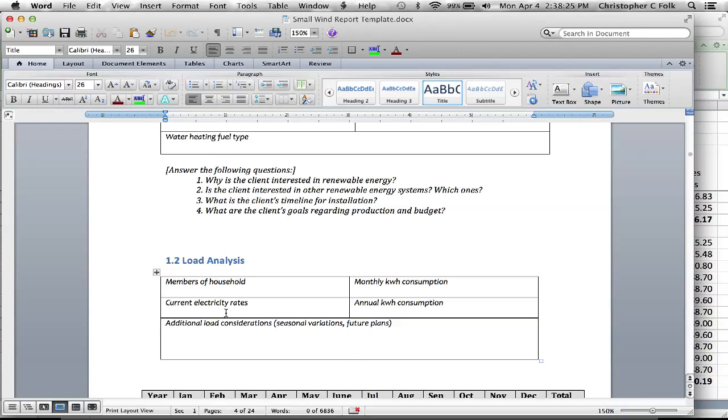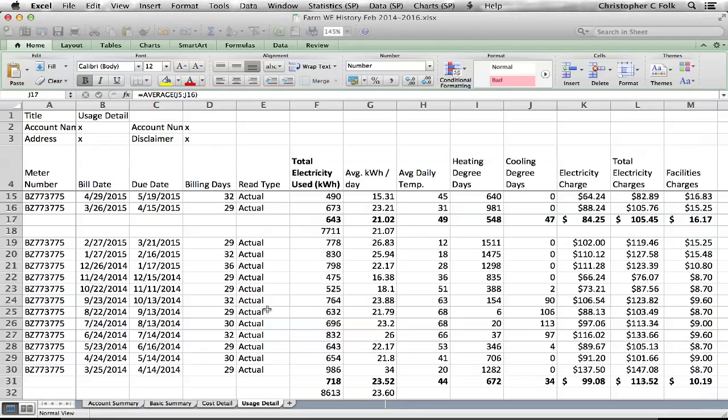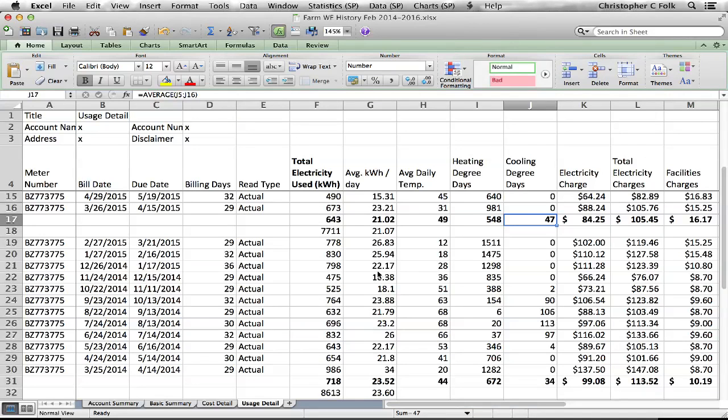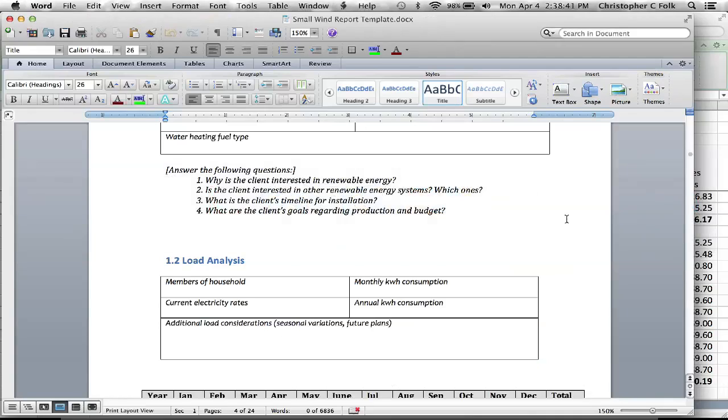What is the current electricity rate? Well, I could put down that it's so many cents per kilowatt hour. How could we calculate that? Well, divide the electricity charges by the number of kilowatt hours, and it'll tell me exactly how many cents I was paying per kilowatt hour. So I could do that. And then also the annual consumption.